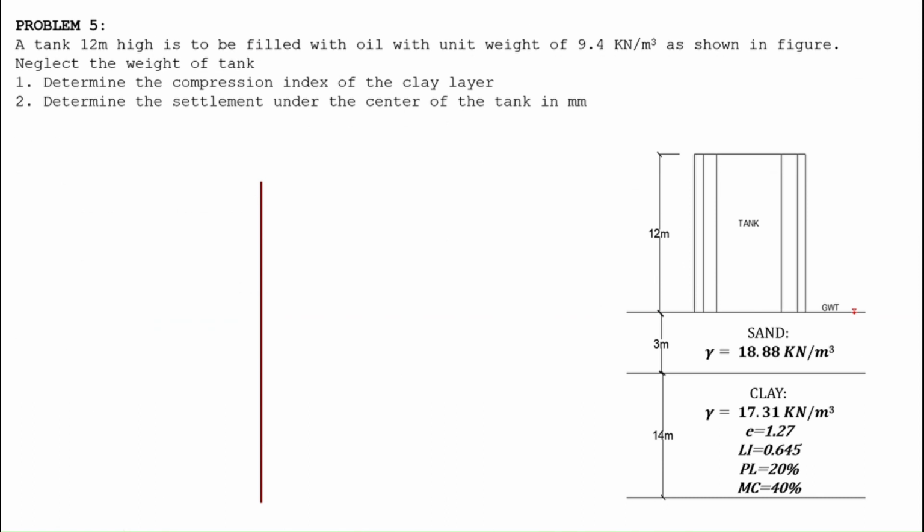Problem number 5. A tank 12 m high is to be filled with oil with unit weight of 9.4 kilonewton per cubic meters as shown in figure. Neglect the weight of tank. Number 1. Determine the compression index of the clay layer. Number 2. Determine the settlement under the center of the tank in m.